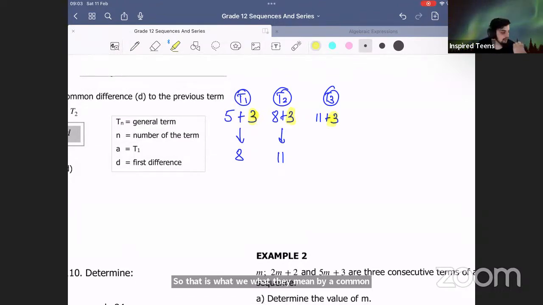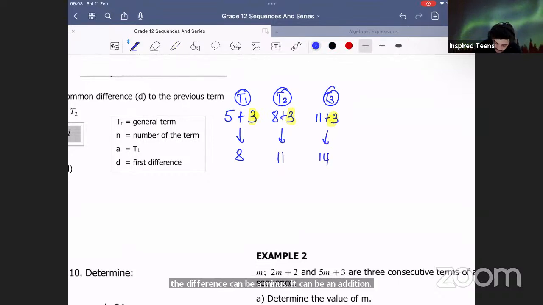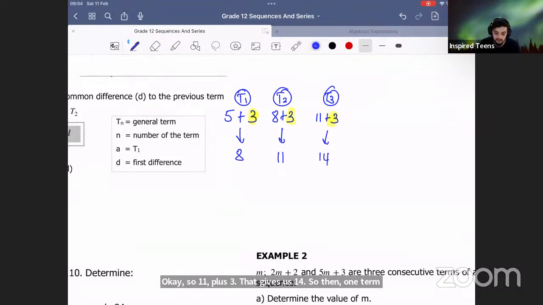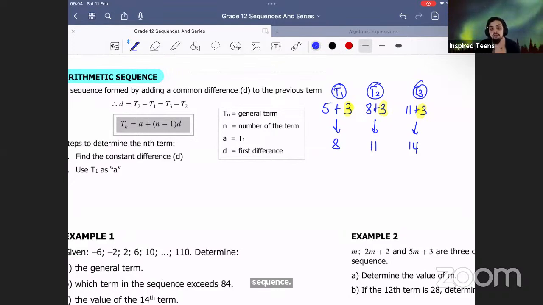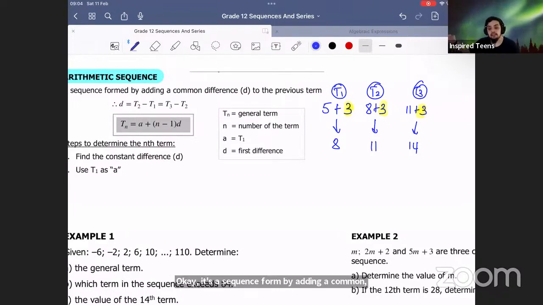The difference can be a minus, it can be an addition. So 11 plus 3 gives us 14. Term 1, term 2, term 3: 8, 11, 14, that is now forming an arithmetic sequence. It's a sequence formed by adding a common difference to the previous term, so adding the same thing each time or subtracting the same thing each time.